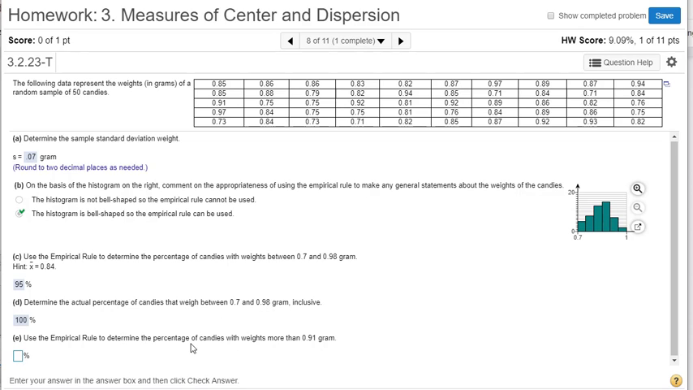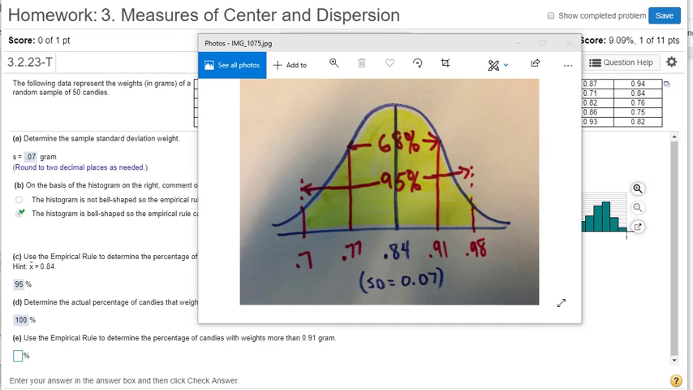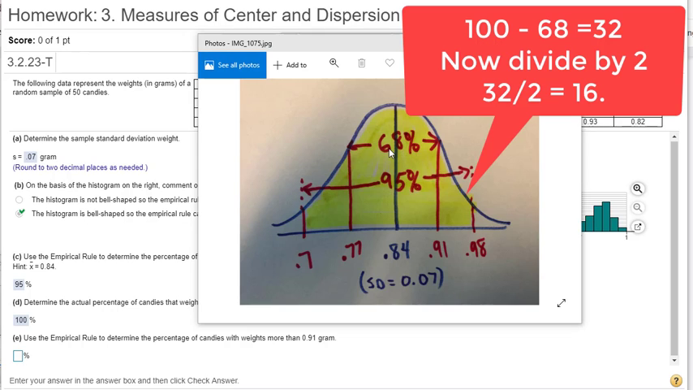Okay, now use the empirical rule to determine the percentage of candies with weights more than 0.91. Okay, so let's think about this. Empirical rule, it's already drawn out for us. So more than 0.91 is this area to the right of 0.91, right? We don't have that value exactly right, but we can certainly figure it out. This middle part is 68%. So what does that leave for both tails? Good. 100% minus 68% is 32% for both tails, but we just want this one tail. So divide that by 2, and you get 16%. So there's 16% left in this entire tail. So the answer is 16%.